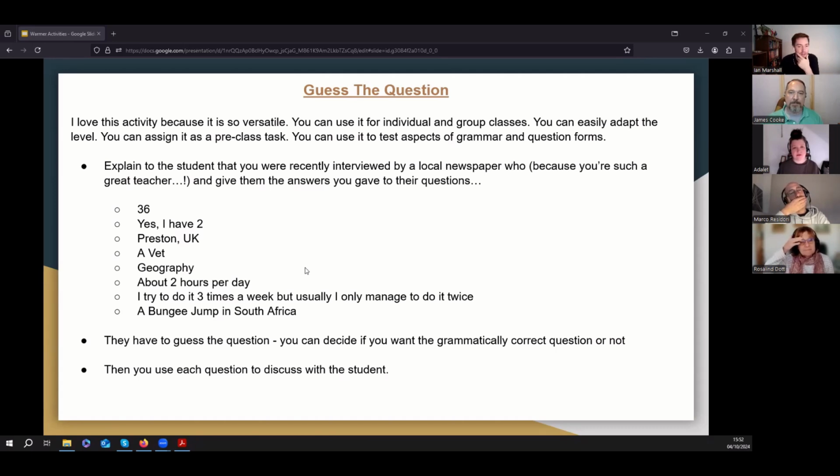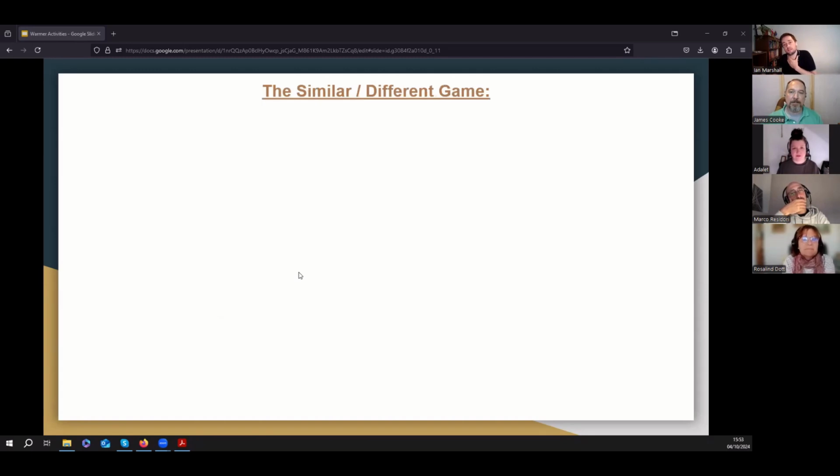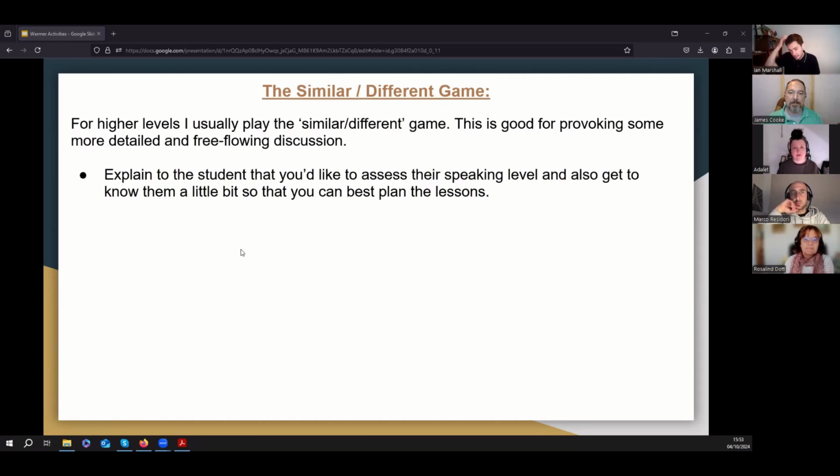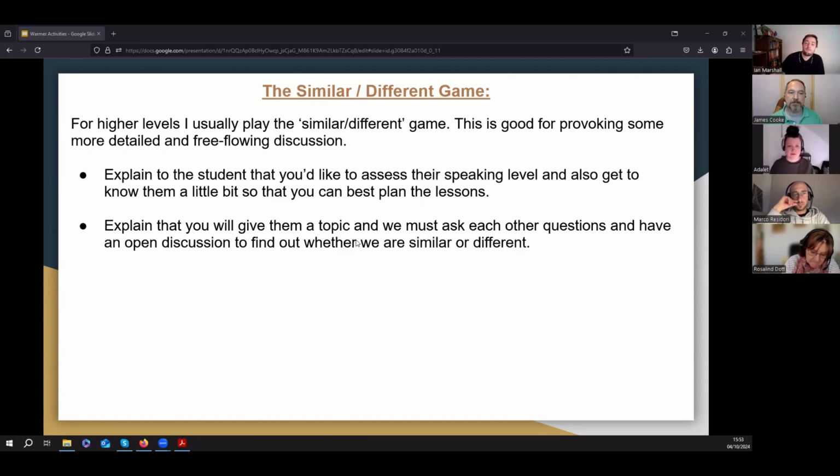And then I'm aware that maybe some of us have lessons. So very quickly, the other one is the similar different game, which is usually for higher levels. And it's good for provoking some detailed discussion. So I'd explain to them that I'd like to assess their speaking level and also get to know them a little bit so I can plan the lessons. And then I would explain that I'll give them a topic and we've got to ask each other questions and have an open discussion to find out whether we're similar or different in that area.